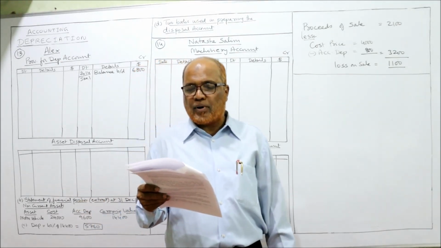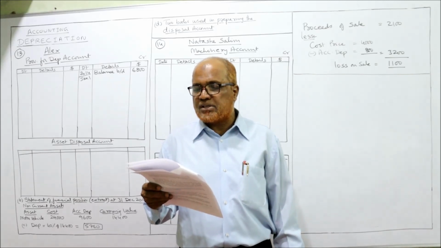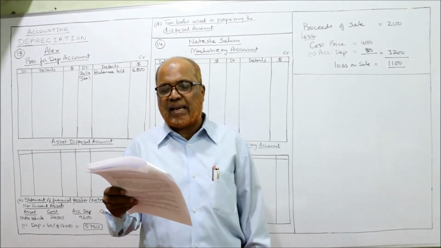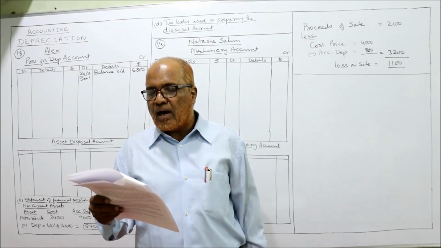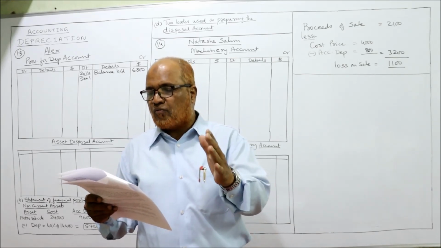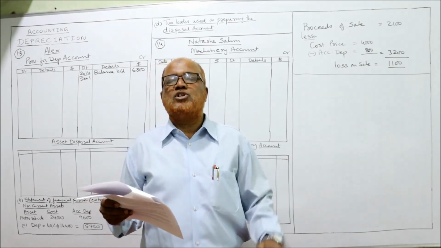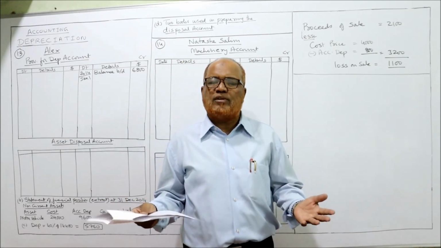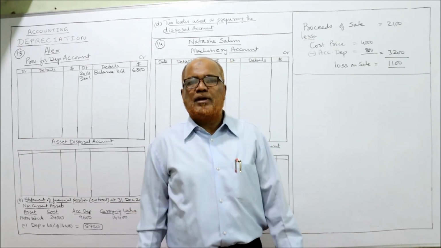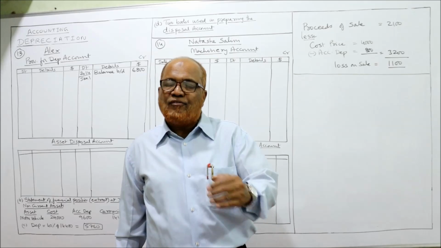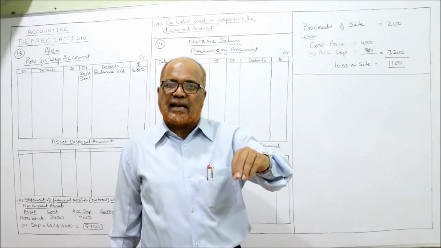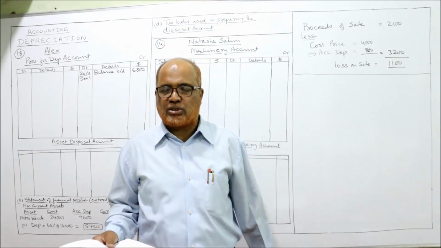Alex provides depreciation on motor vehicle at the rate of 40% per annum on the reducing balance basis. He allows a full year depreciation in the year of purchase and none in the year of disposal. Almost in most of the problems we are having this condition. At the time of purchasing, full year depreciation. At the time of selling, no depreciation.